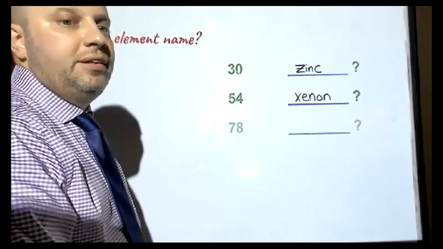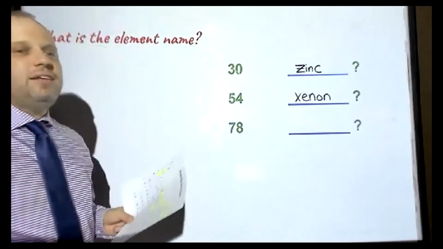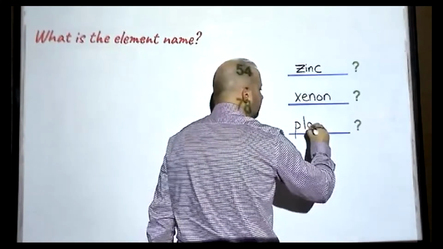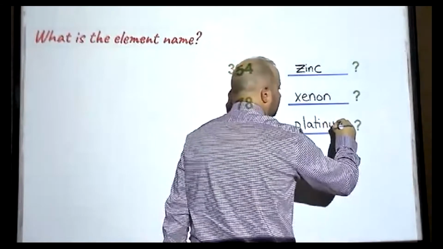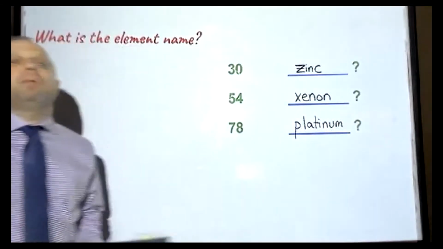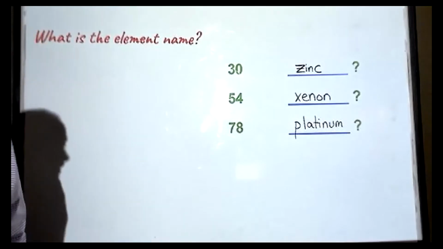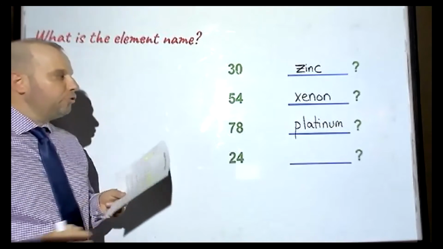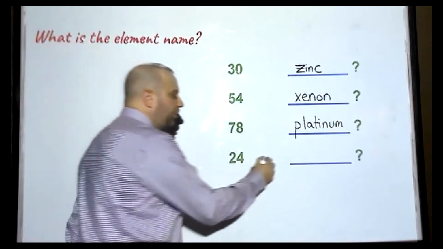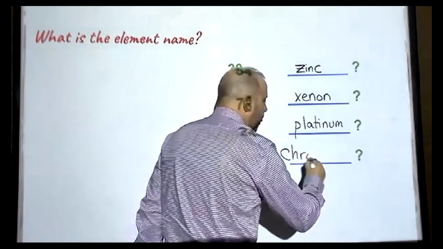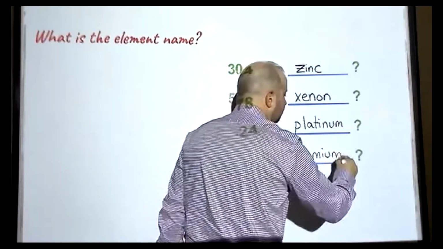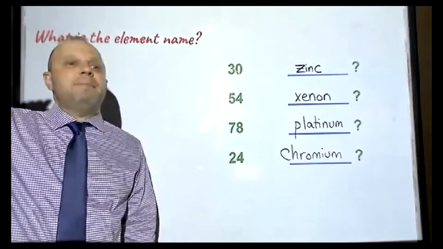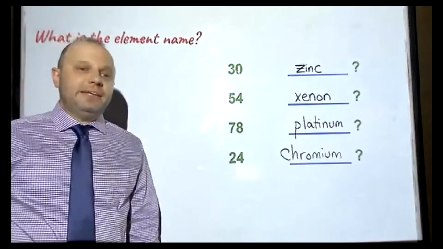The next one is number 78. You've probably heard of this one. That is the element platinum. And then finally, our last example is for the element number 24. So 24 is the element chromium. So again, that's just looking on the periodic table, looking for the atomic number, and finding what its name is.